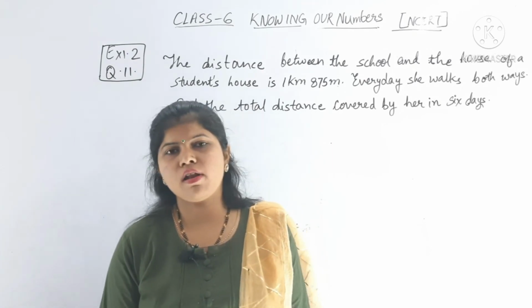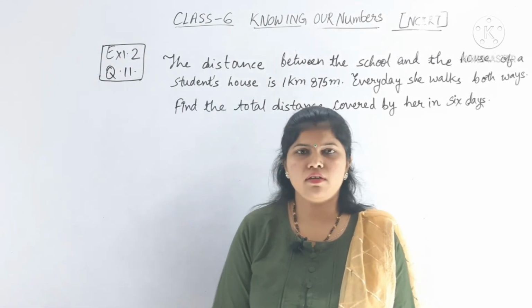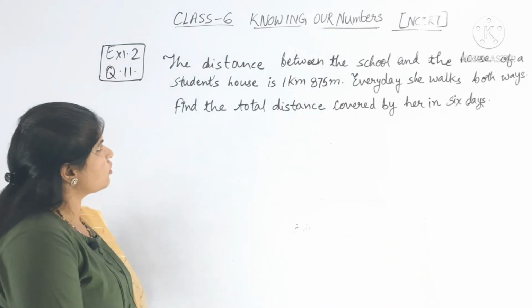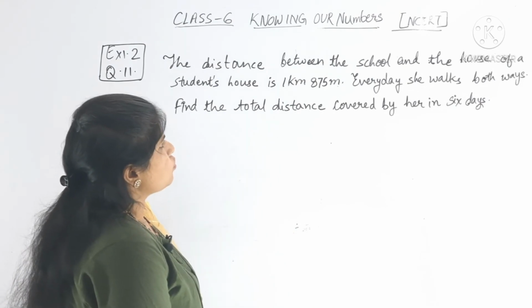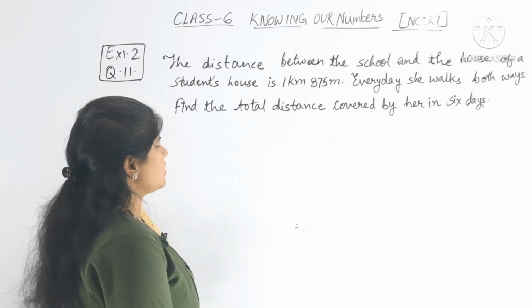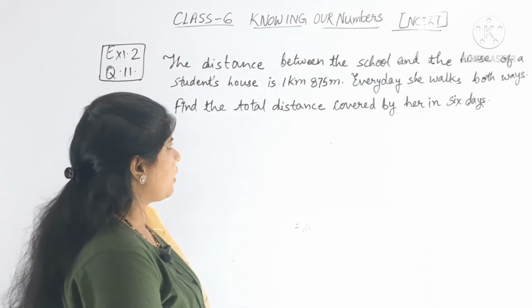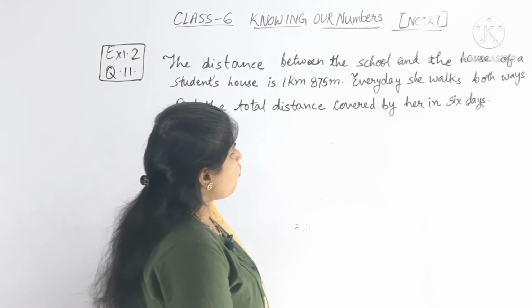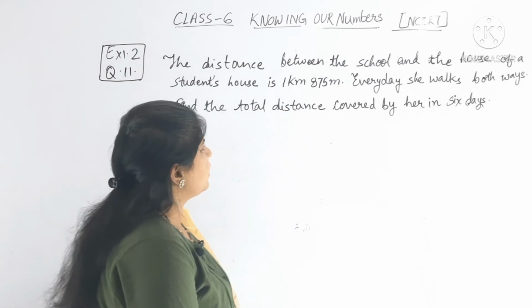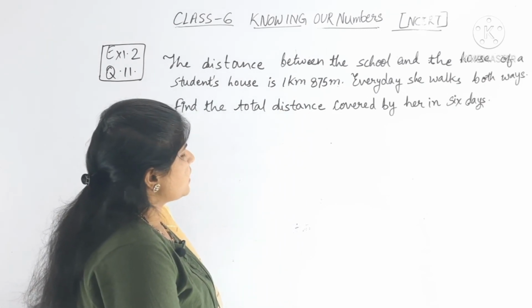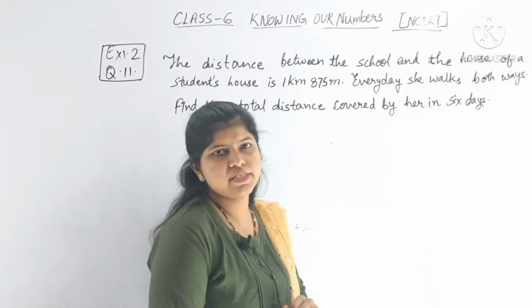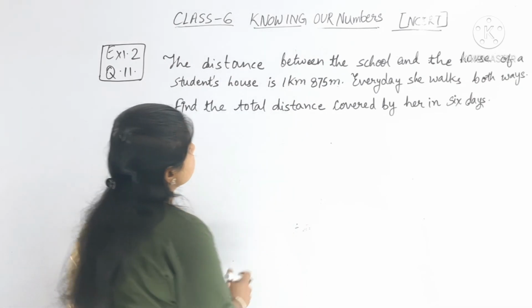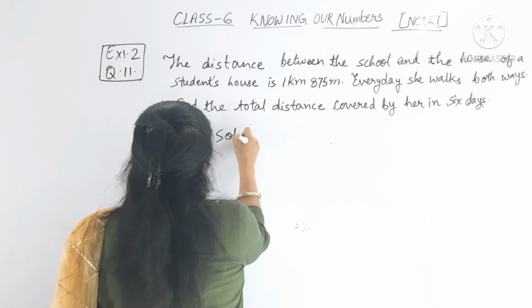Okay students, now let's see question number 11 of exercise 1.2. What is the question? They had given the distance between the school and the house of a student is 1 kilometer 875 meter. Every day she walks both ways. Okay, there are two ways. She has walked both ways. Find the total distance covered by her in 6 days. Okay. So here I am writing the solution.